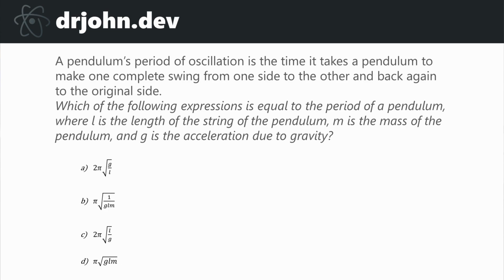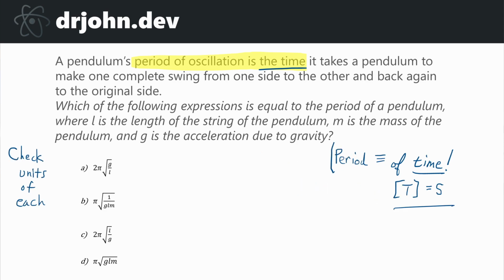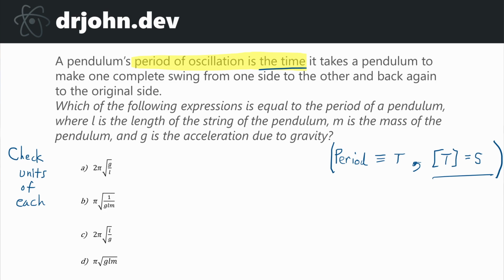The key to answering this question is in the first sentence. A pendulum's period of oscillation is the time. So the answer then must also have units of time. We can quickly unit check each answer and eliminate all the answers that don't have units of a second.